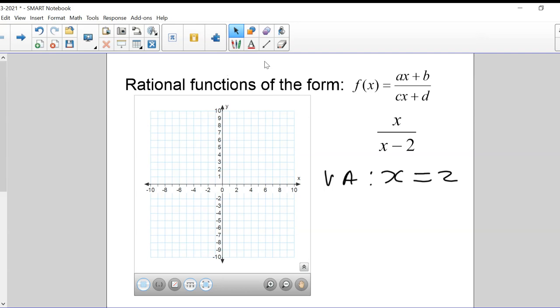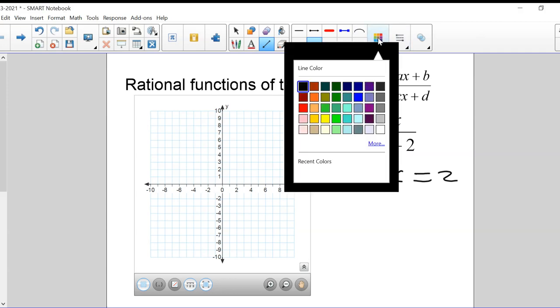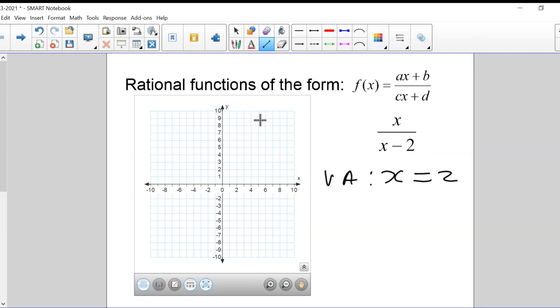So I'm going to go ahead and put that VA in, and then we're going to talk about where the HA is. So here comes my VA. Let me change the color of that, make it red. And I always ask you to put these things as dotted lines. So that's what I'm going to do right now. X equals 2 is somewhere around here. So there's my VA right there, x equals 2. And Jeremiah, always remember, it's always an equation. So not just 2, but x equals 2.